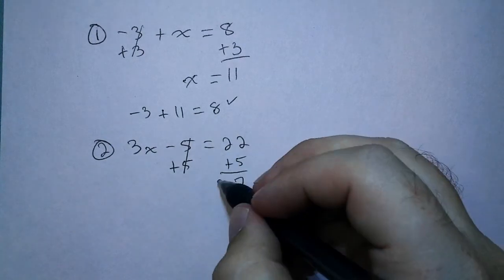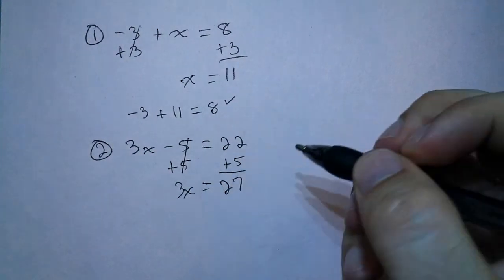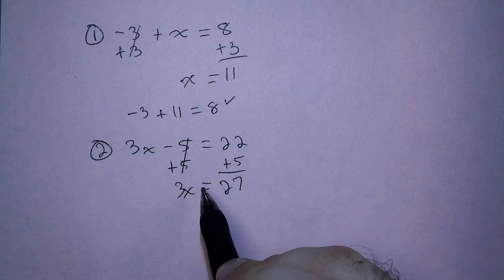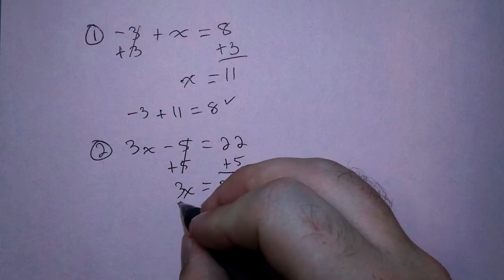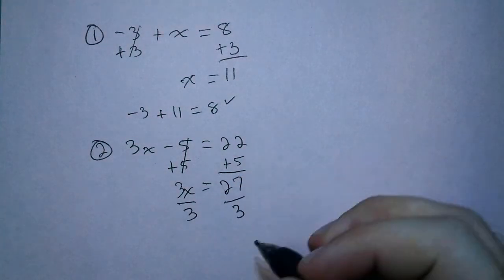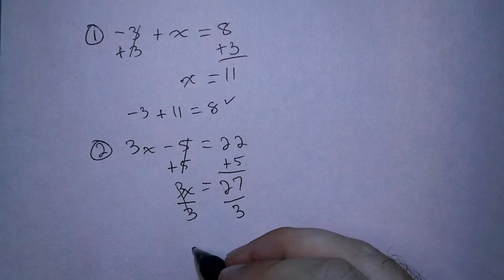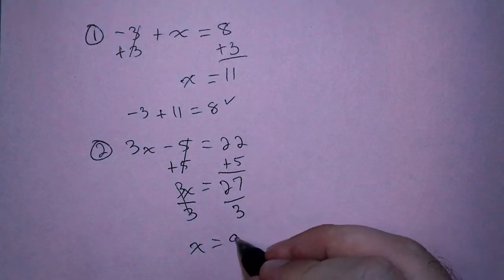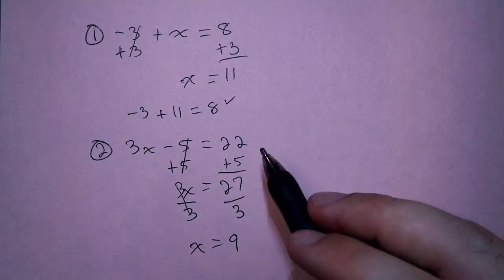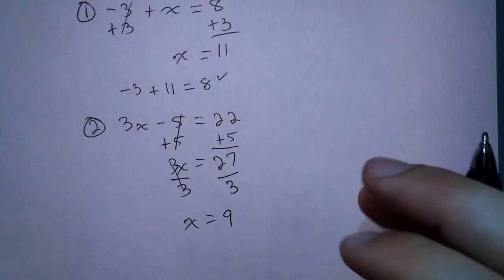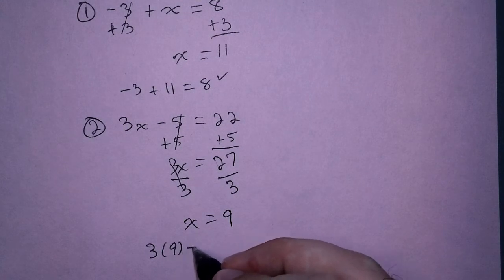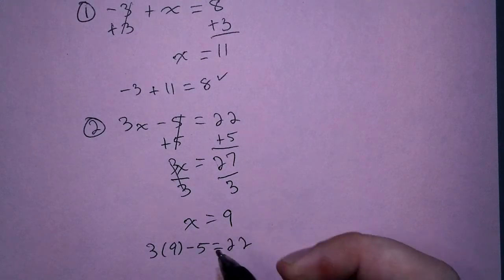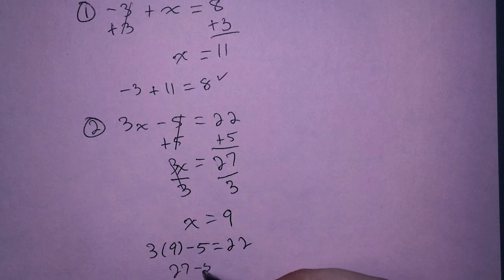Now bring down this side. I've got 3x still. Now this is 3 times x equals 27. So last step, to cancel out this multiply by 3, we're going to divide by 3. That will cancel, just leave me with x. 27 divided by 3 is 9. Every time you get your answer, go back and plug it in. Make sure it makes sense. So 3 times 9 minus 5 should equal 22. 3 times 9 is 27. 27 minus 5 does equal 22.